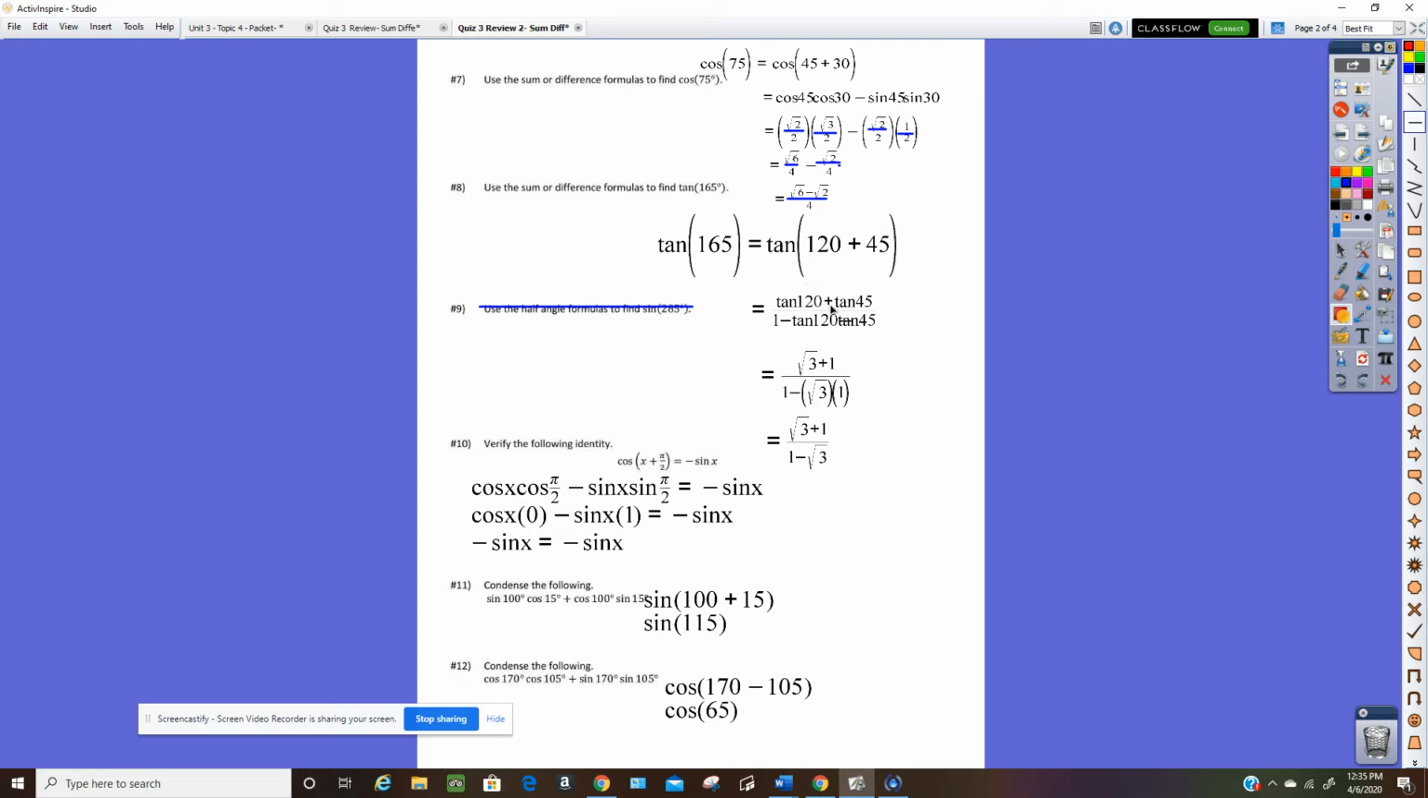So tangent 120 plus tangent 45 over 1 minus tangent 120 times tangent 45. That's just the identity off the identity sheet. And then look at your unit circle. Tangent of 120 is negative square root of 3, and tangent 45 is 1. And then 1 minus square root of 3 times 1. So you end up with square root of 3 plus 1 over 1 minus the square root of 3. There are ways to simplify this, but we're just going to leave the answer like that.